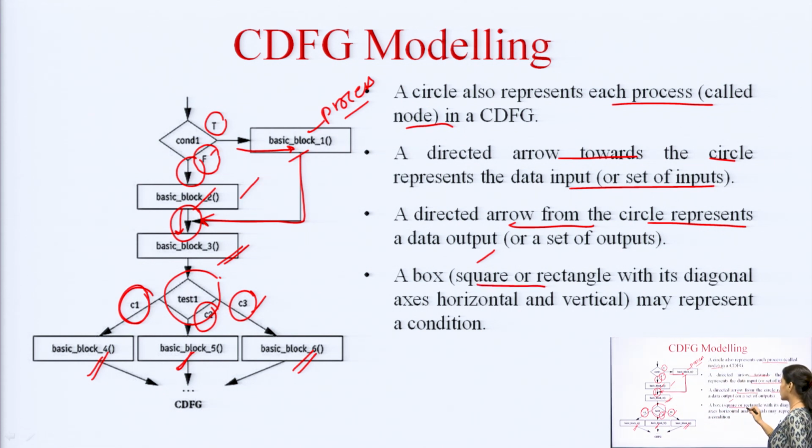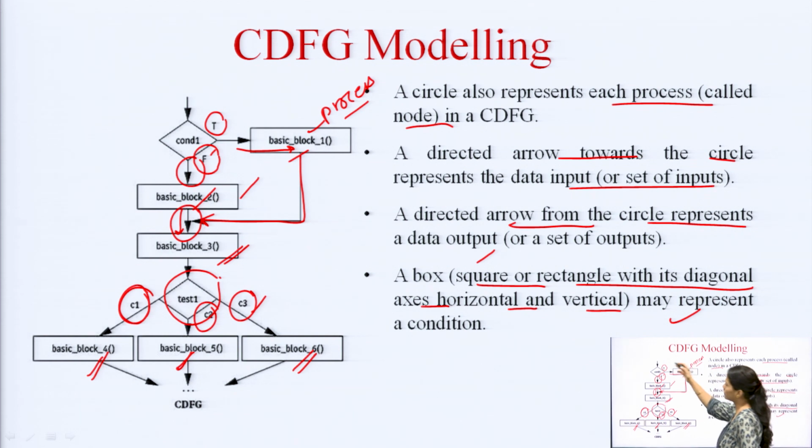A box that is a square or rectangle with its diagonal axis horizontal and vertical may represent a condition. So, there can be a square or a rhombus, represented by this rhombus, and this shows some condition is being represented in the system.